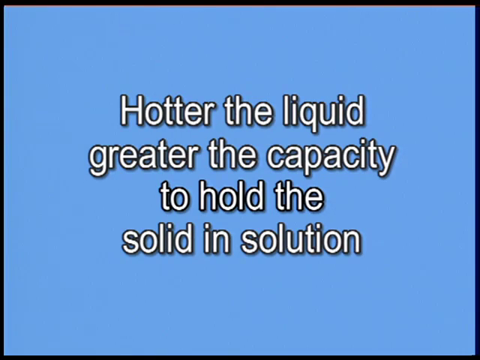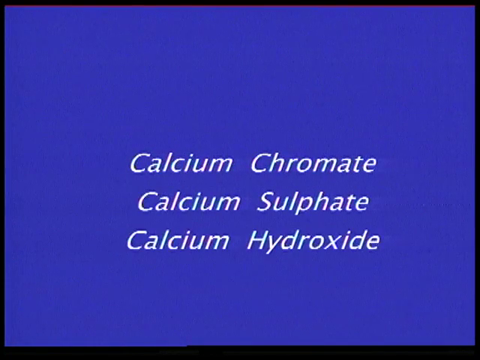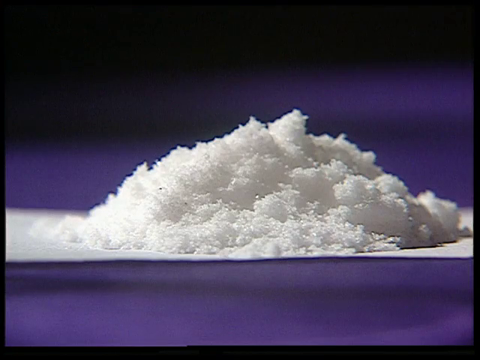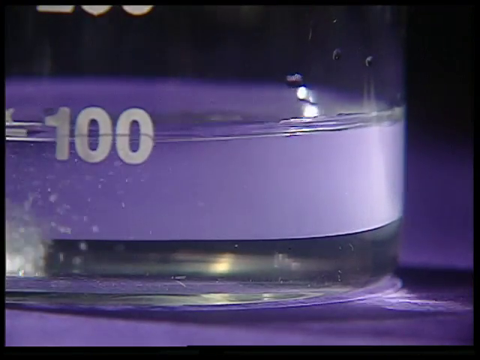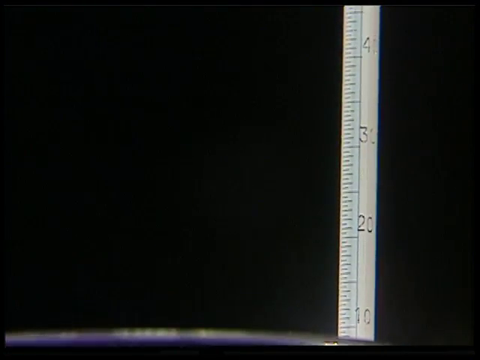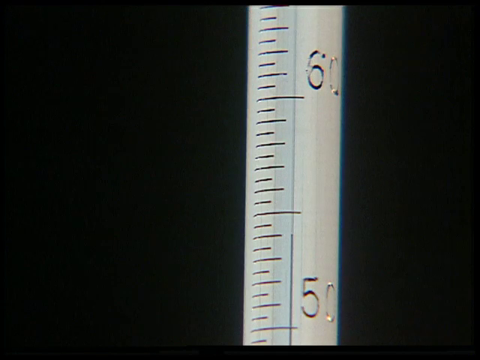However, there are a few compounds such as calcium chromate, calcium sulfate, and calcium hydroxide whose solubility decreases with an increase in temperature. When we have dissolved the maximum possible amount of solute at a given temperature, we obtain a saturated solution. Obviously, on cooling, the excess solute precipitates out.